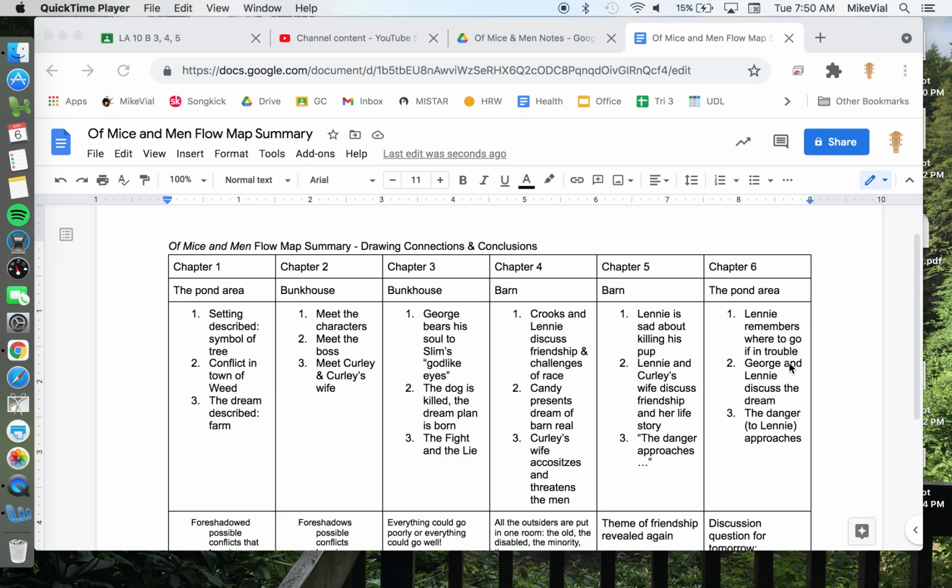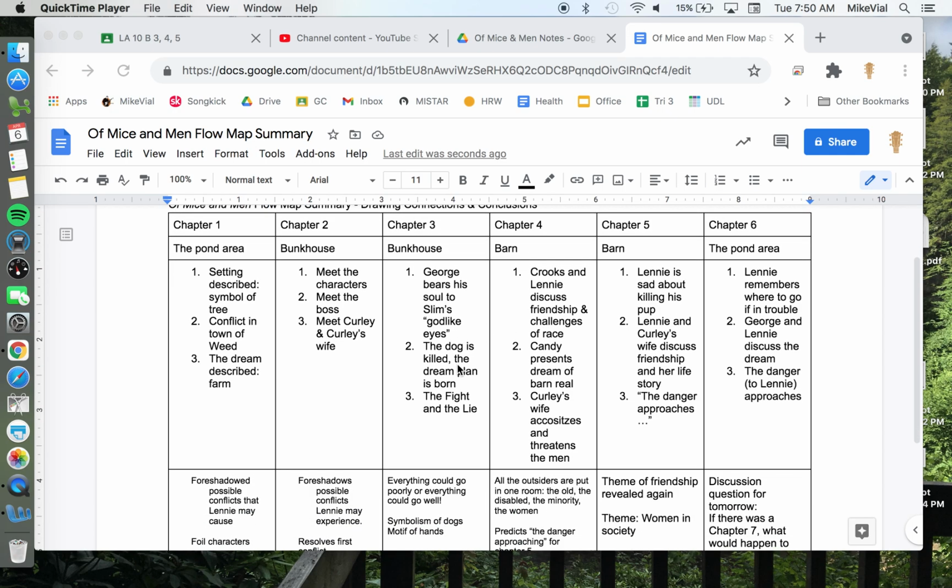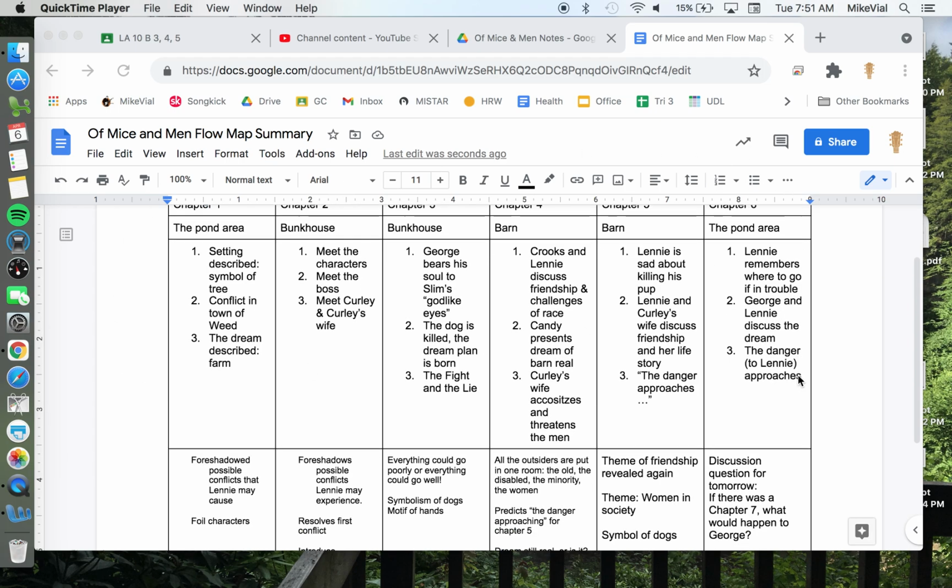What good readers can do is draw connections and see how a moment of chapter 1 connects to a moment of chapter 6, how a symbol in chapter 3 is a symbol in chapter 5. So think about how the settings, I never realized this, but there's a set of 3 settings: pond, bunkhouse, barn. And Steinbeck doubles up, except he is using what I call the 360 method. Begins and ends in the same spot.